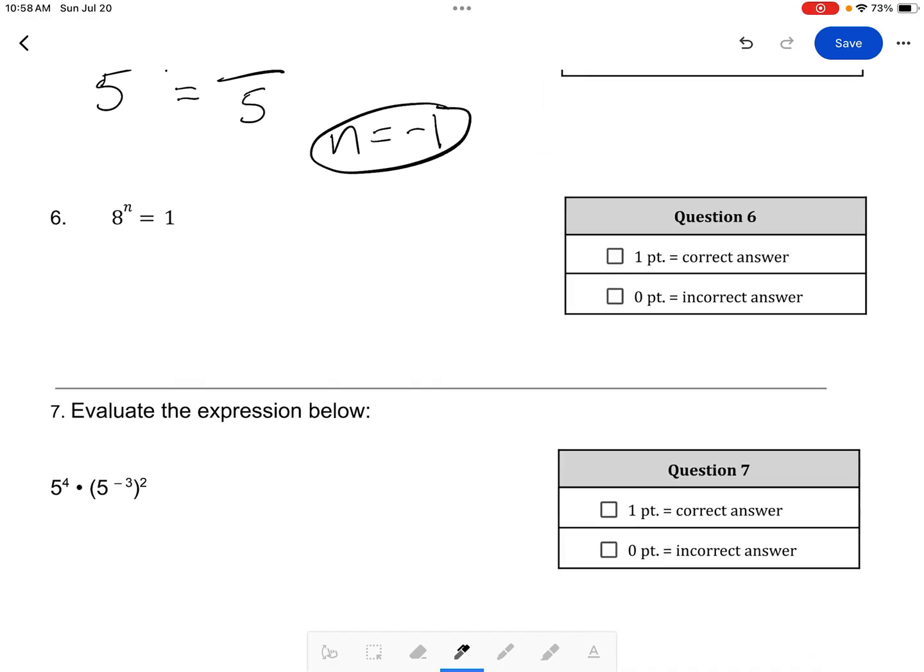Looking at number 6, I have 8 to the n equals 1. This one's pretty easy. I know that any number to the 0 power is 1. So I know that my n here has to be 0.